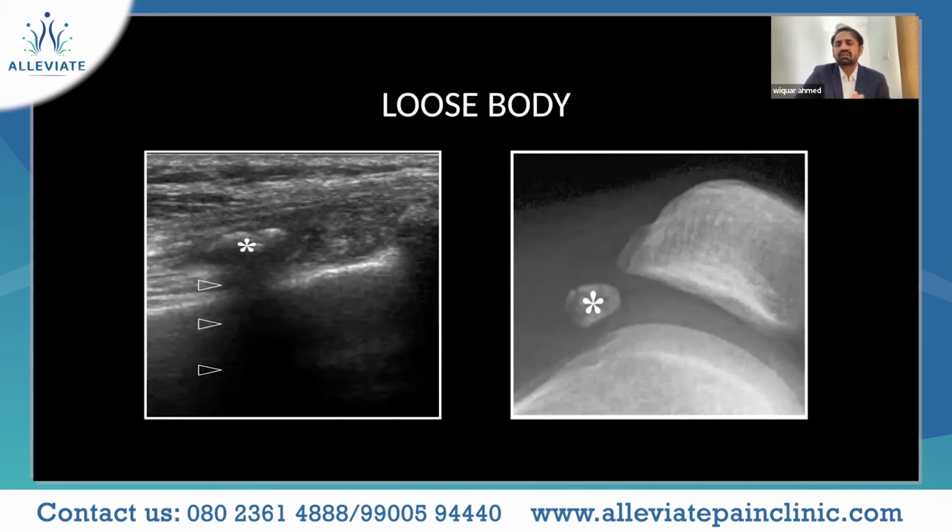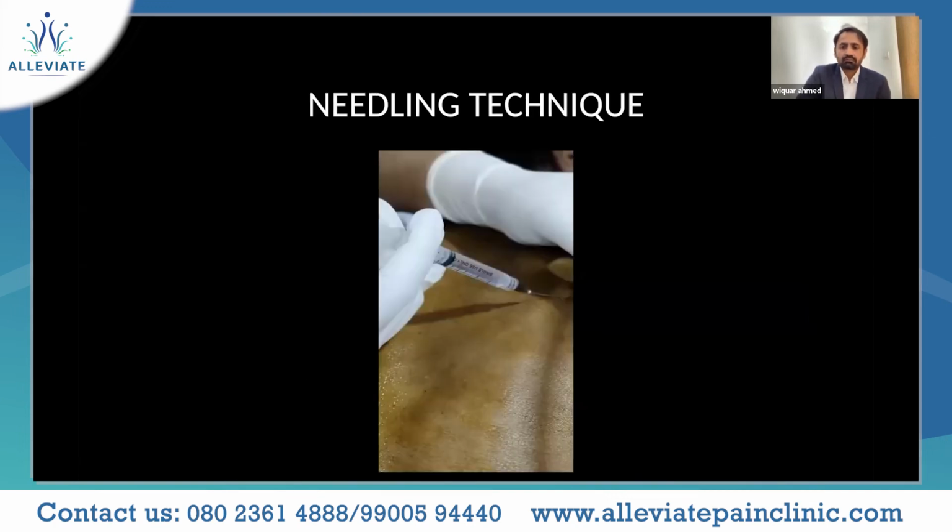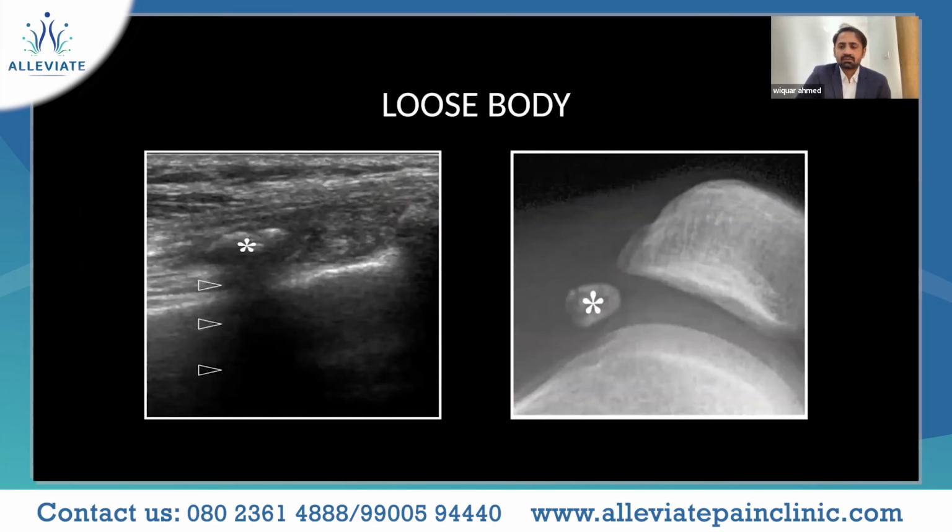There can be loose bodies. Loose bodies can also be seen within your Baker's cyst, wherein they will be seen as calcification. So that is your complex cyst, or it can be ruptured. There can be hemorrhagic cysts as well. So this was it.